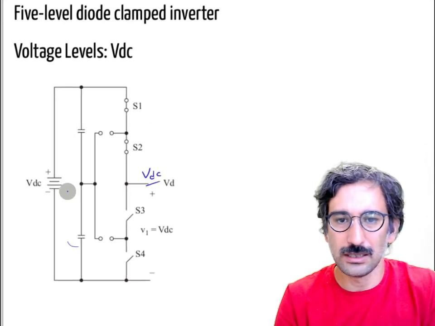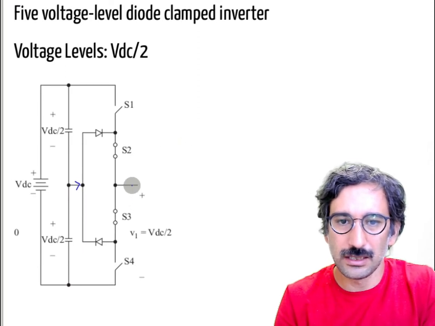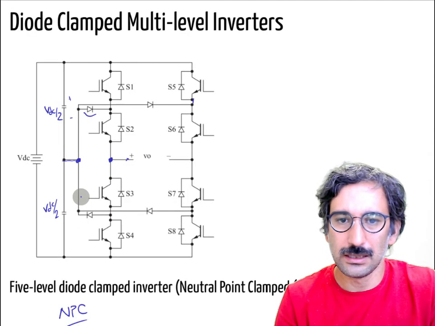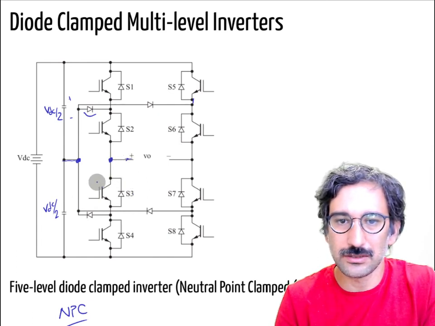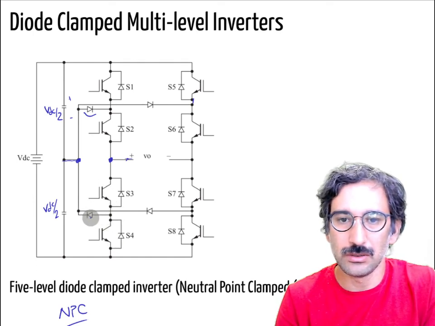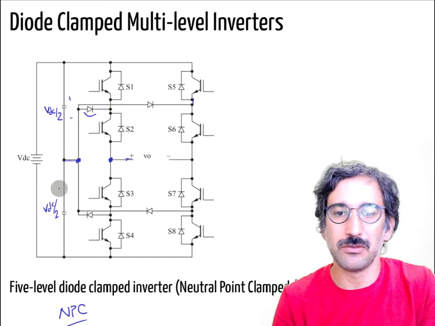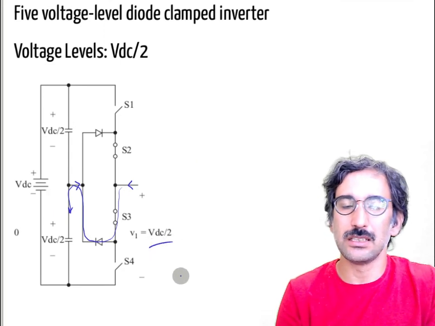Or if the current is flowing in the other direction, if the current would like to flow through here, and it is coming through here, I have S3 on, so it comes through here. S4 is off, so it cannot go below, so it will flow through that line. So for both positive and negative currents, I have a path, and if you follow that path, you will see my output voltage will be VDC over 2.